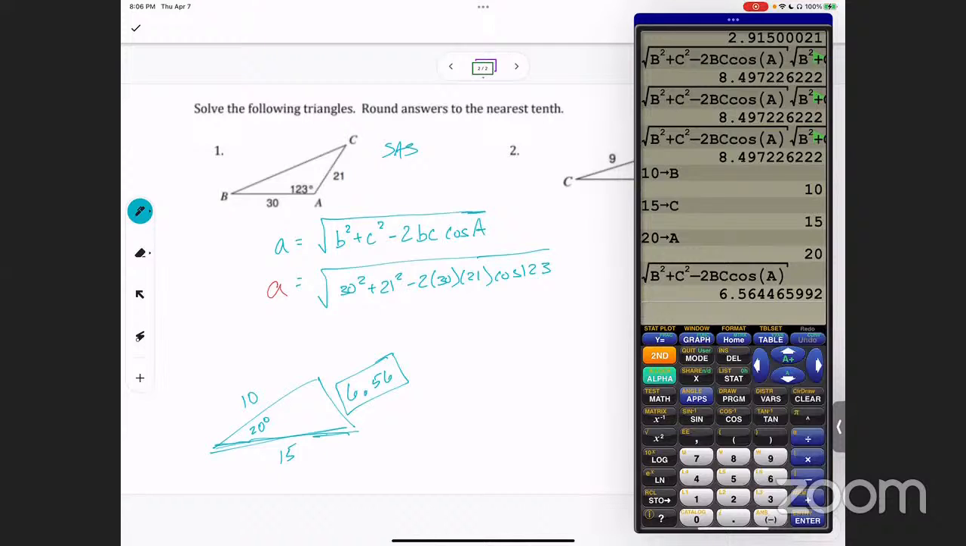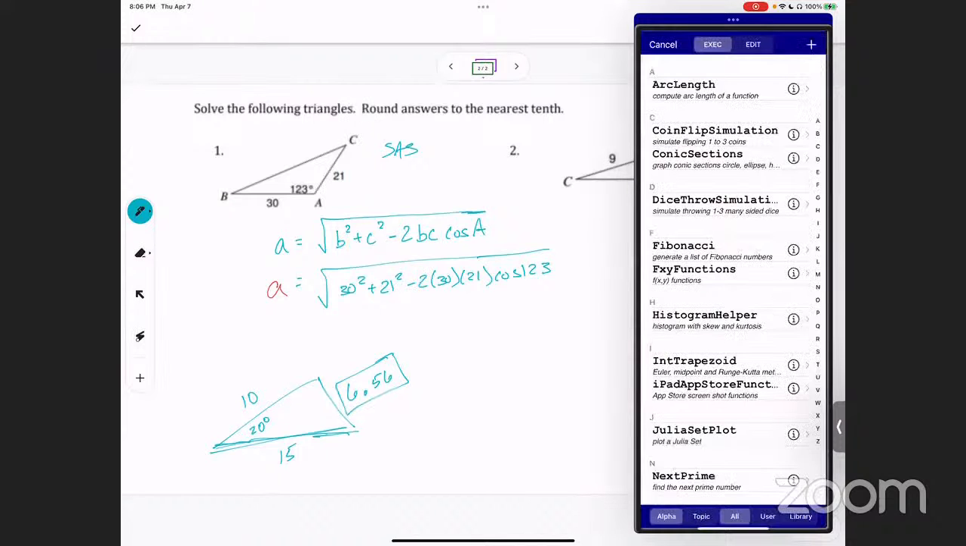You can actually write a function for it, to be honest. If you Google how to write a function for law of cosines in your calculator, it will work. The problem is, if you're going to take the ACT or SAT, or even some math teachers, they'll make you clear your memory and it'll delete that whole thing out for you. But you can actually write a whole program.